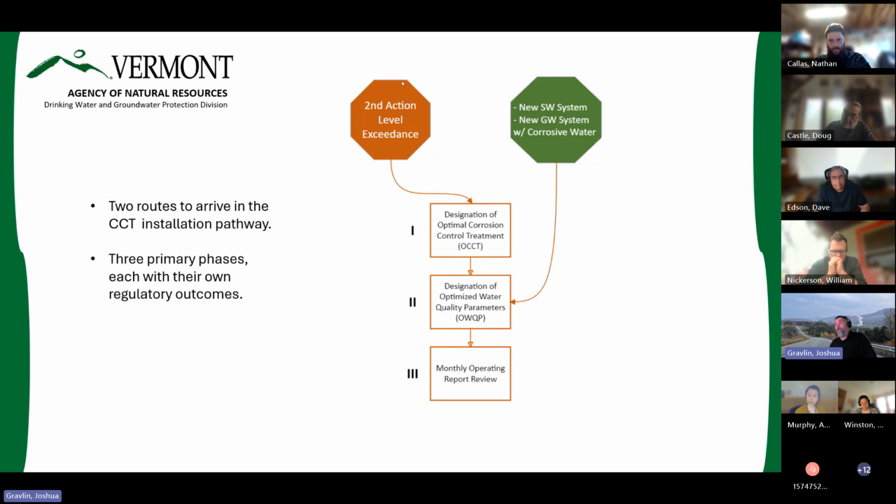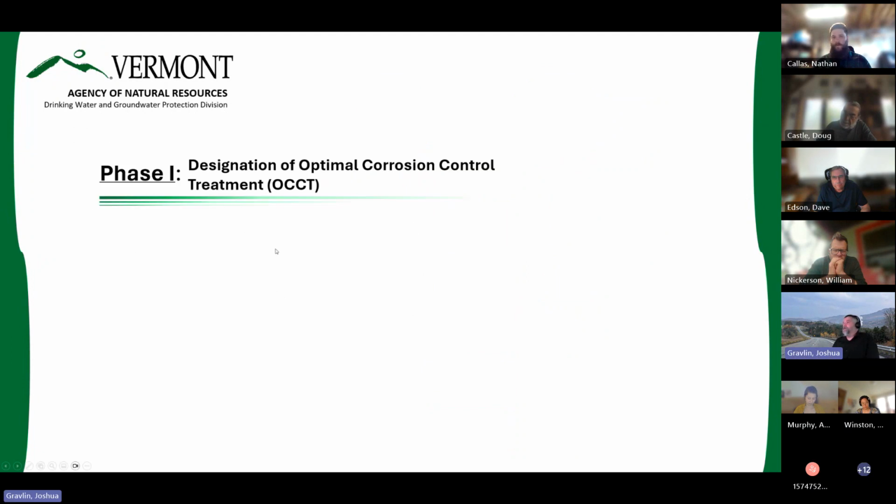With the first ones, with the second action level exceedance, I'm going to interact with them during phase one, which is the designation of optimal corrosion control treatment, or OCCT. And as you'll see, there's kind of this natural flow here. So designation of optimal corrosion control treatment, which is phase one.